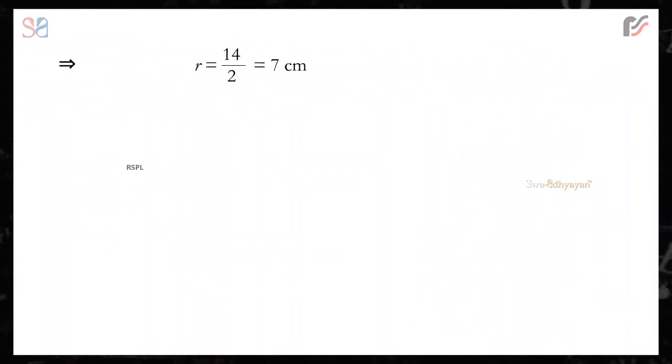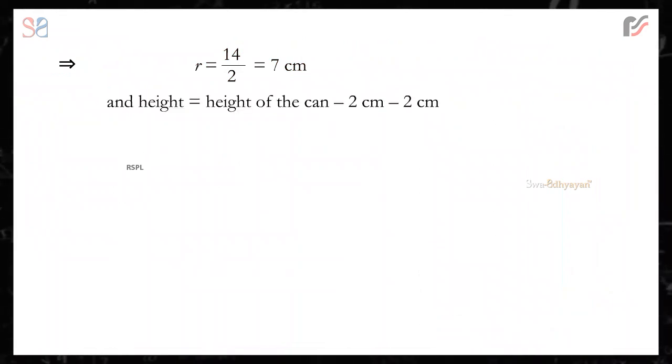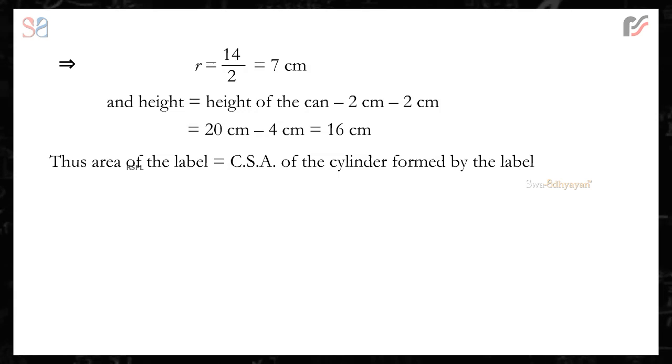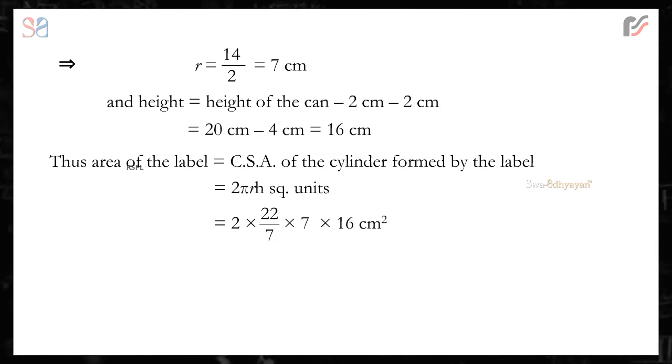This means r is equal to 14 upon 2, which is 7 cm, and height is equal to the height of the can minus 2 cm minus 2 cm. This is equal to 20 cm minus 4 cm, which is equal to 16 cm. Thus, the area of the label is equal to the curved surface area of the cylinder formed by the label. This is equal to 2πrh square units, which is equal to 2 into 22 upon 7 into 7 into 16 square centimeters. This is equal to 44 into 16 square centimeters, which is equal to 704 square centimeters.